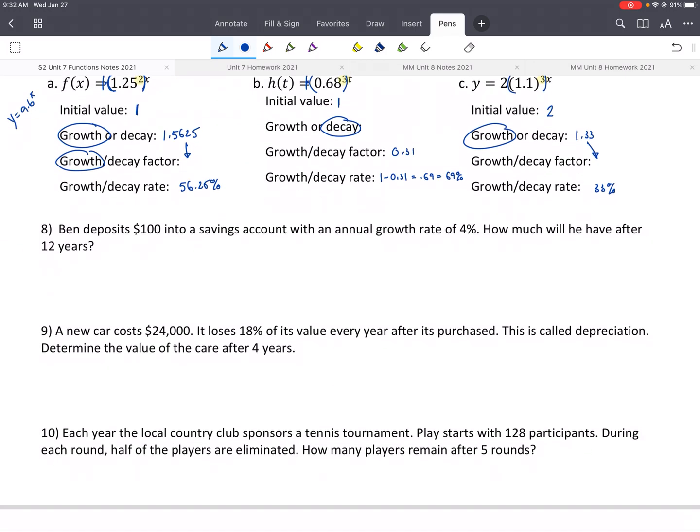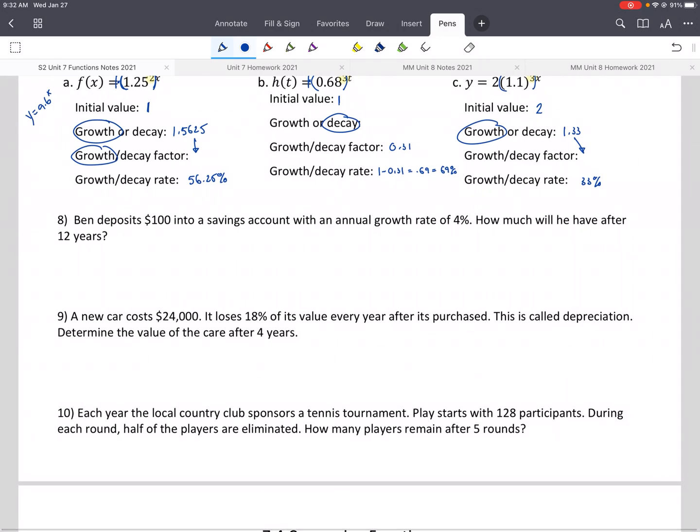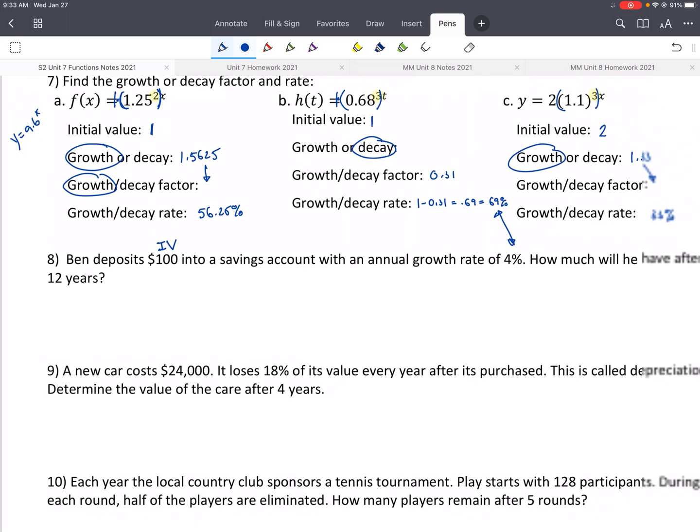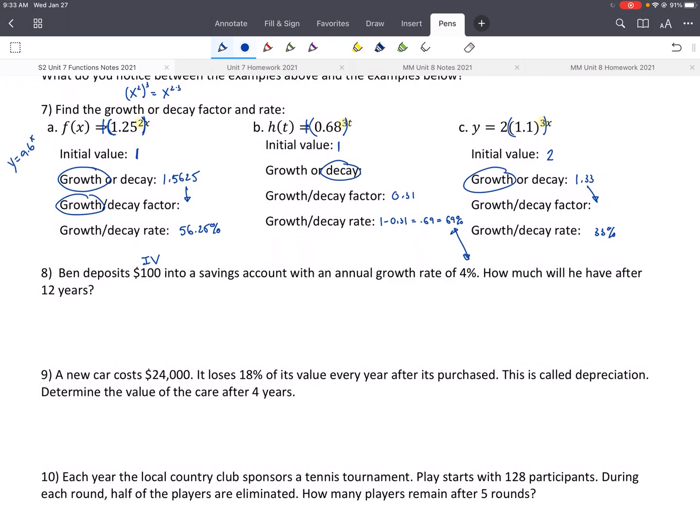All right. The last thing we're going to cover is just a couple of word problems. We'll need to write our equation. That's the first step, and I really want to make sure you get that, and then we'll evaluate it. So Ben deposits $100 into a savings account. That is going to be our initial value. And it has an annual growth rate, so this is your percentage. It is 4%. How much will he have after 12 years?